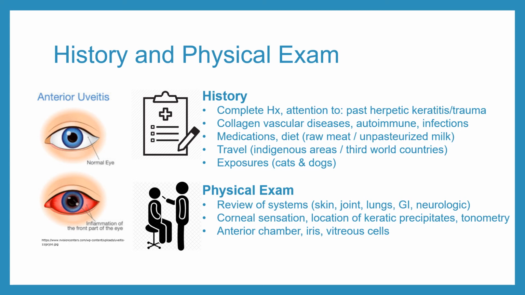For the eye specifically, check for corneal sensations. On the slit lamp, locate any keratic precipitates and check the pressure of the eyes. Pay specific attention to the anterior chamber for any signs of cells and flares, the iris for any atrophy and nodules, and vitreous cells.